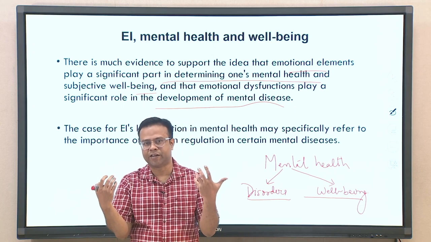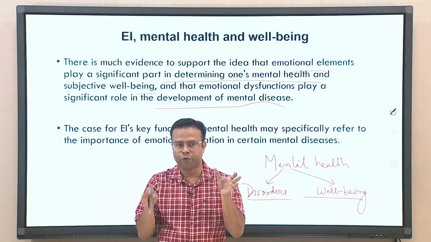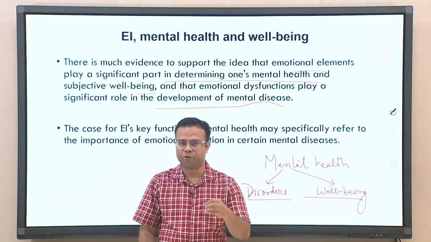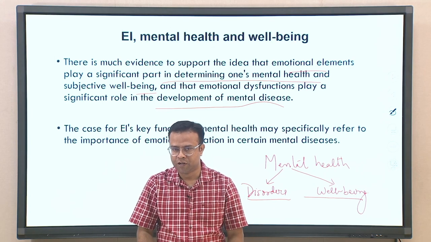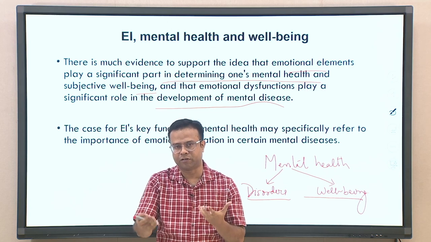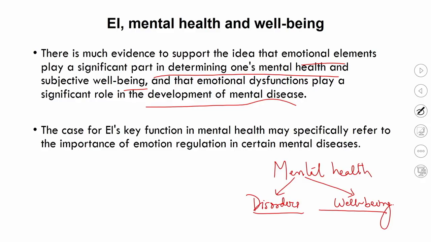Well-being and various indicators of well-being are also directly connected to your emotional life. How you experience life largely depends on your emotional expressions, whether you are happy or unhappy or sad. These are all connected to emotions only. So mental health is very strongly, evidently connected with the idea of emotional intelligence. In the case of emotional intelligence, its key function in mental health may be specifically referred to the importance of emotion regulation. Particularly, emotion regulation is very important in the context of mental health.